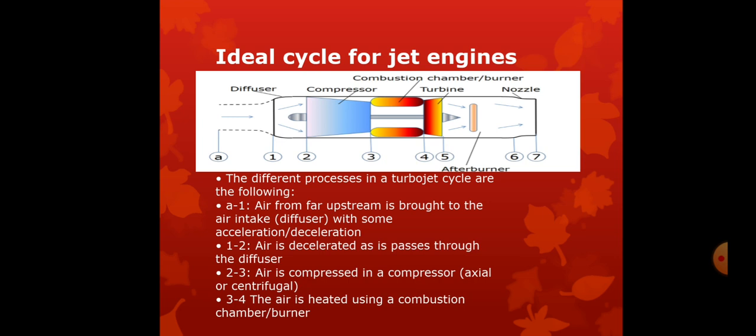So here, from section A to 2 we will have an intake section, from 2 to 3 compression, from 3 to 4 combustion, and from 4 to 5 we will have a turbine. From 5 to 6 we will have the afterburner section, and from 6 to 7 we will have a nozzle.